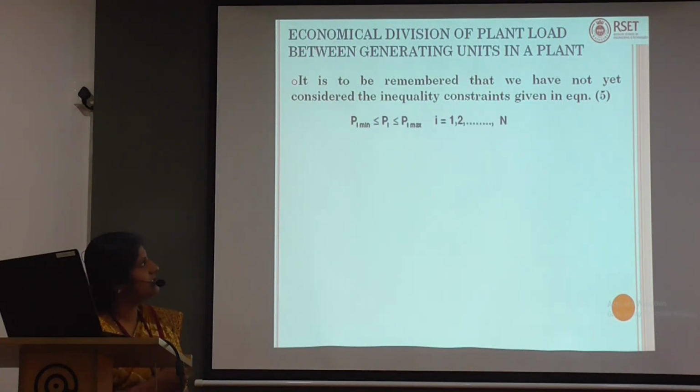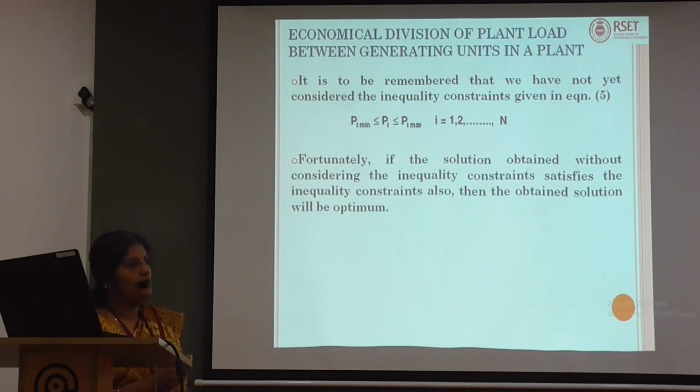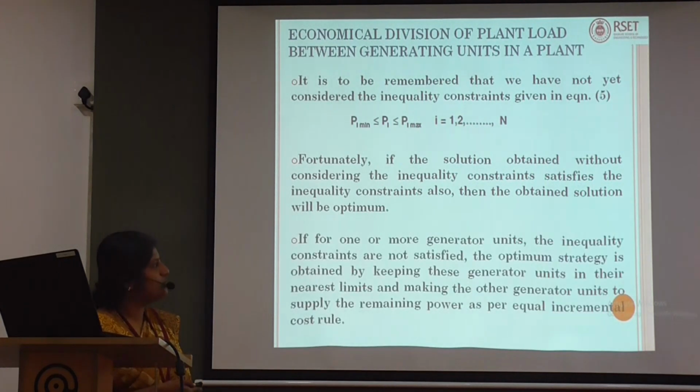What is the inequality constraint? The real power generation has to be within its limits. If as per the previous solution the generation of the plants comes within the limits, then of course this condition is also satisfied, and we have an optimum solution.